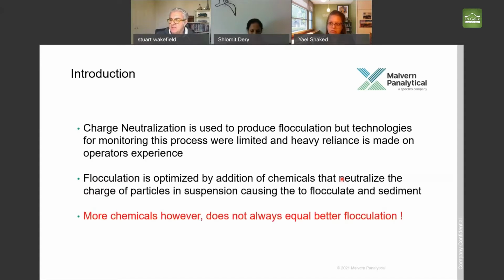So typically one of the things that we do is this charge neutralization process to induce flocculation. Ultimately we're trying to flocculate or coagulate all this suspended material to make it bigger and denser so that it sediments, and therefore the clean water, or cleaner water, at the top can be taken away for further processing, depending upon the type of plant. That flocculation process is typically optimized by adding chemicals to neutralize the charge of the particles and induce flocculation. But more chemicals does not always equal better flocculation. And I think this is the key point that we're trying to get across today.